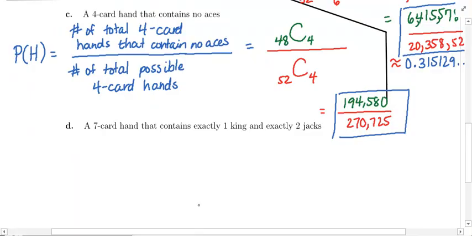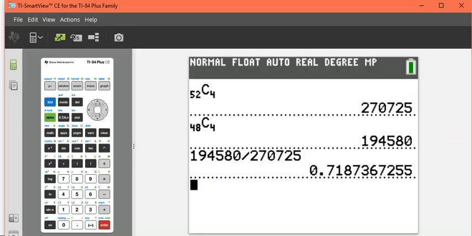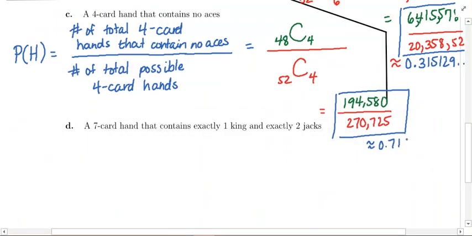Okay, so we'll round this to 0.7. Let's round it, let's say 0.7187. Okay. All right, so not too bad. That's probably the most probable hand we've seen so far.